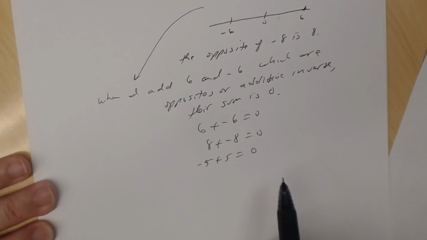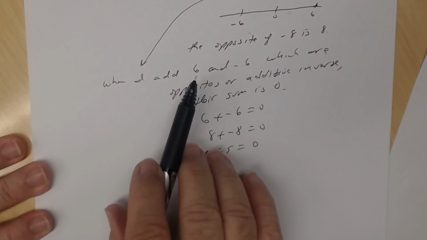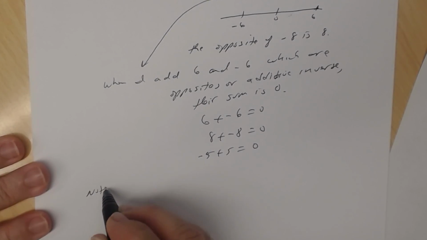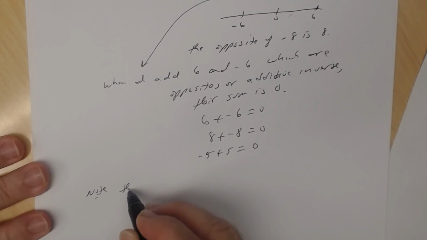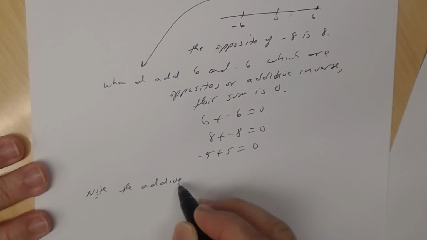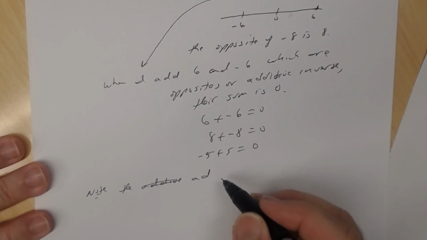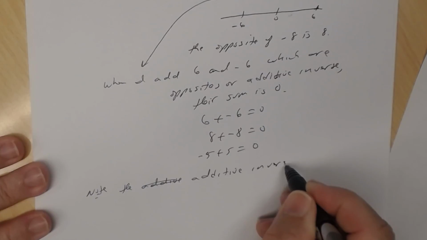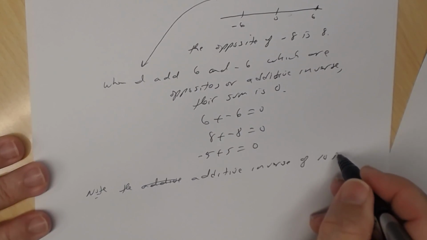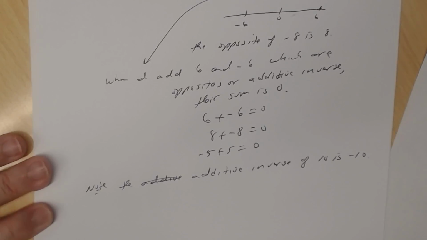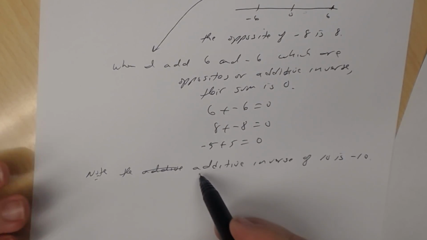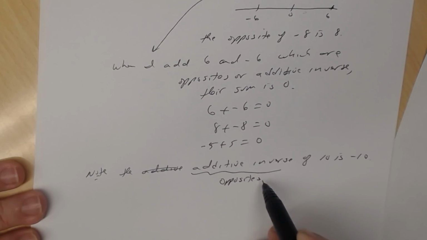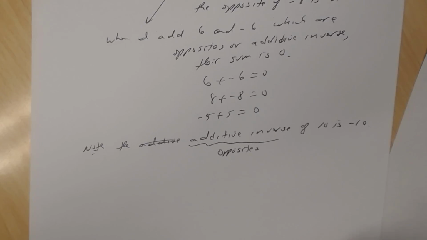Now, notice I said the opposite of -8 is 8. I could have said this as well. So note, it could be like this. The additive inverse of 10 is -10. All right, so instead of using the word opposites, we could use the word additive inverse. Okay, now let's look at number 2.